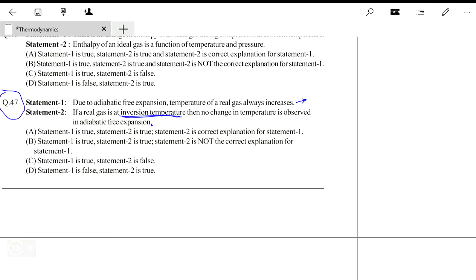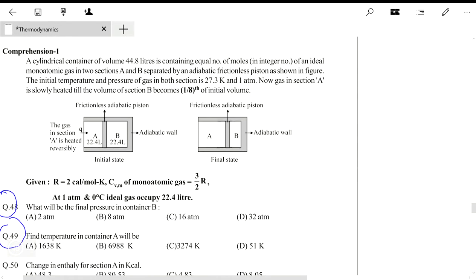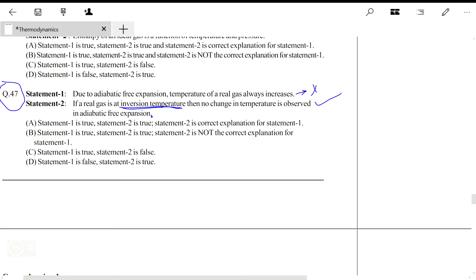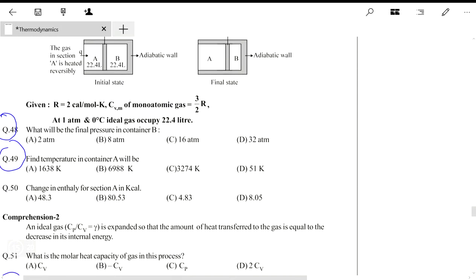But that only takes place till the inversion temperature. Once the temperature is above the inversion temperature, the opposite effect kicks in. That is, expansion will cause the gas to heat up. When they are at the inversion temperature, there is no change in temperature. At the inversion temperature, expansion neither heats it up nor cools it down. So the first statement is incorrect, whereas the second statement is correct. Right? Yeah, the second is correct.